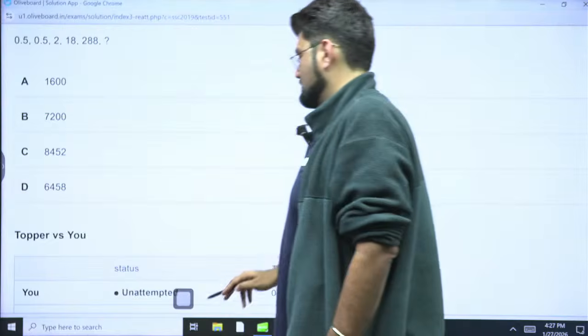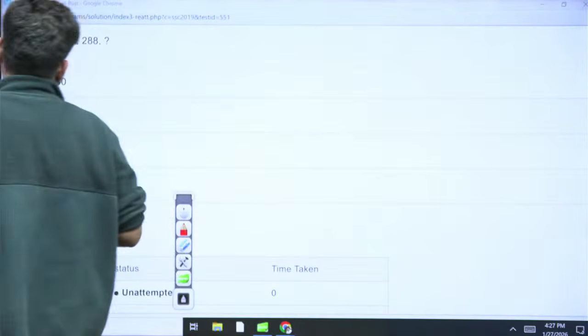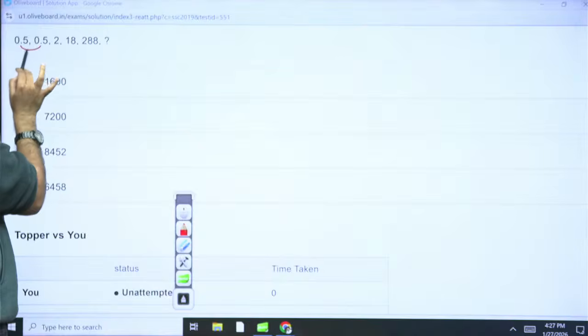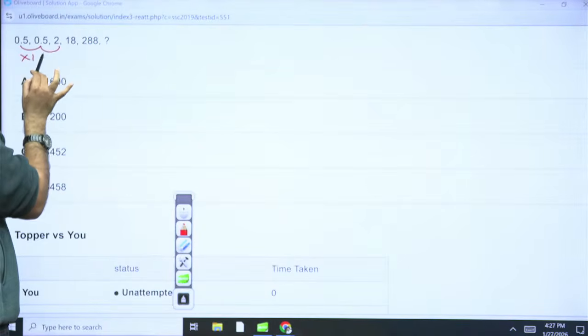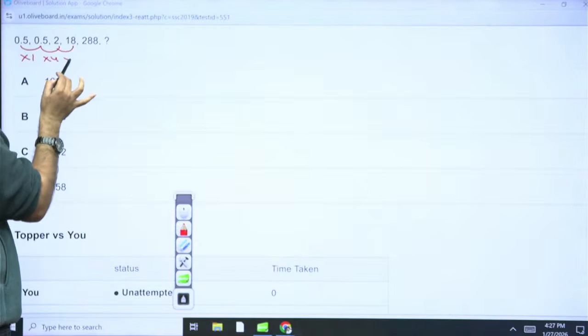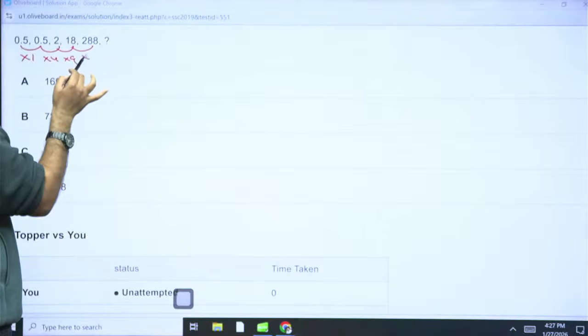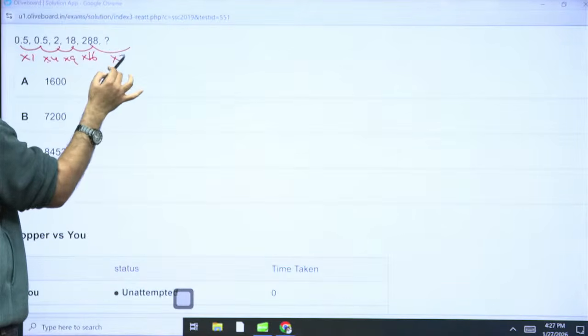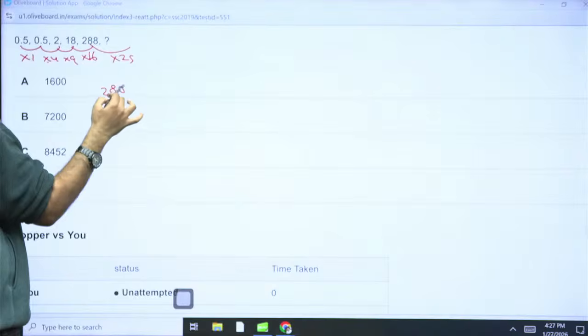Okay, number series. One thing is clearly understood here, that they are multiplying this number. 0.5 to 0.5 is multiplied by 1. 0.5 to 2 is multiplied by 4. 2 and 18 is multiplied by 9. So this is multiplied by 16. So what is happening here? 1 square, 2 square, 3 square, 4 square. So the next number I have to multiply by 25. Now 288, 25 means 100 by 4.